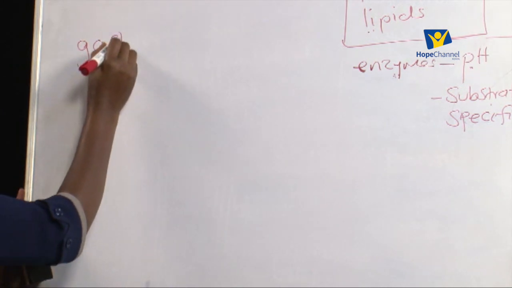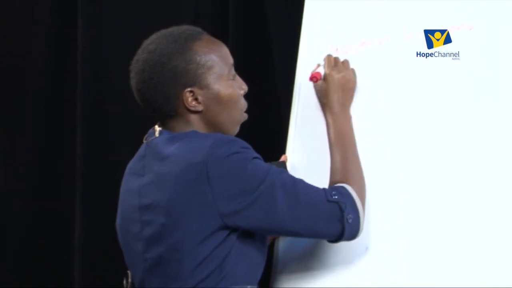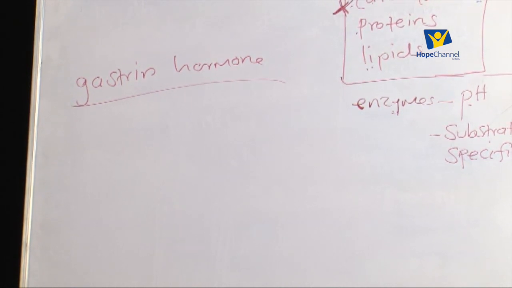Now, what happens in the stomach? Presence of food in the stomach stimulates the stomach walls to release a hormone we call gastrin. So gastrin is a hormone. And I believe we know functions of hormones, several. For this, I just want to talk about the gastrin hormone. What is the work of the gastrin hormone?